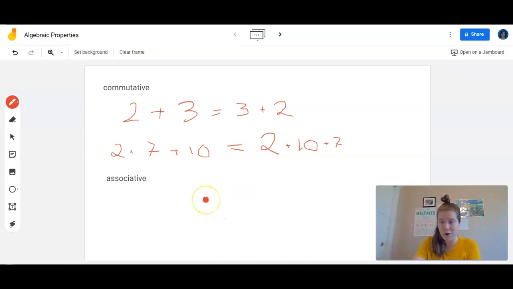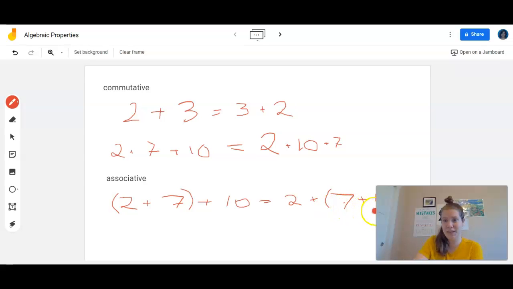The associative property is all about parentheses. So if I think about that same problem, 2 plus 7 plus 10, and I had parentheses in it, so I add 2 plus 7 first, and then add the 10, I will get the same answer as if I put the parentheses at the end and did 7 plus 10 first and added my 2 in later. Associative is telling me that if everything is addition, it doesn't matter where the parentheses are.